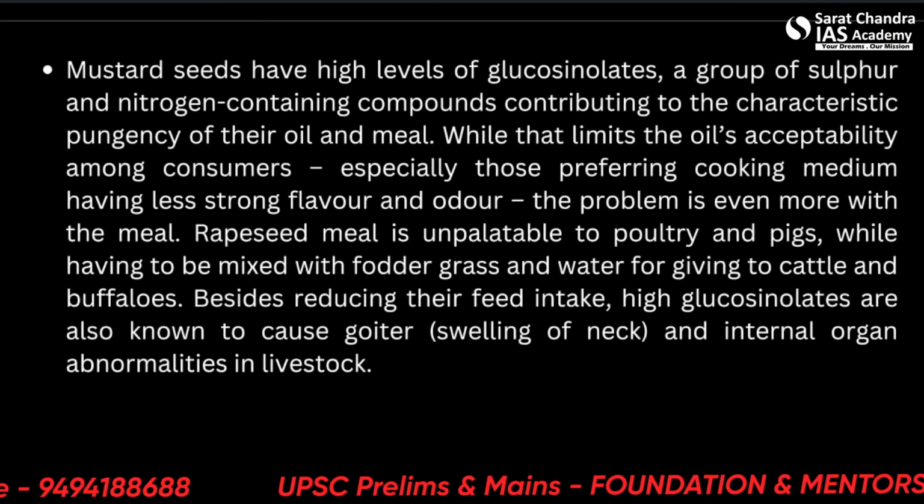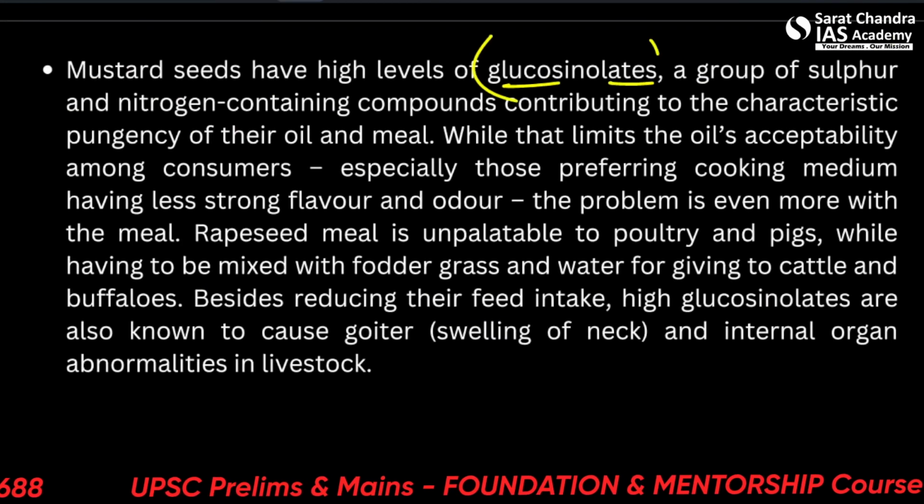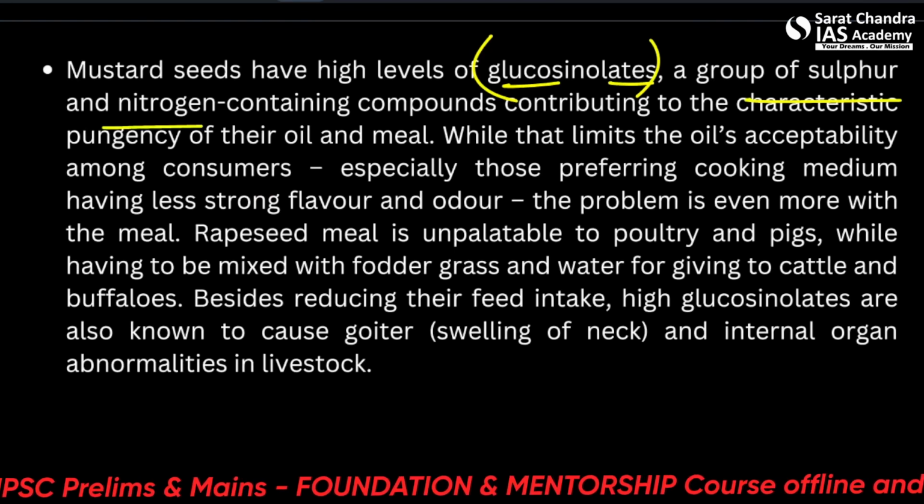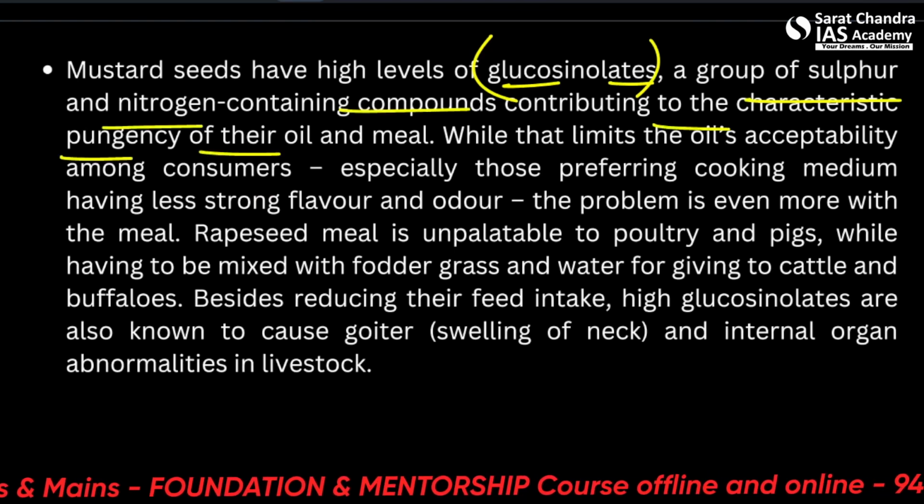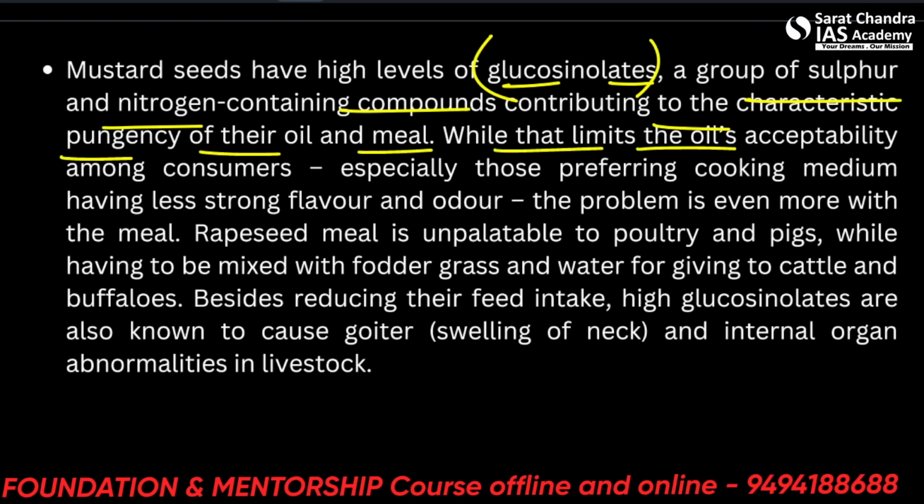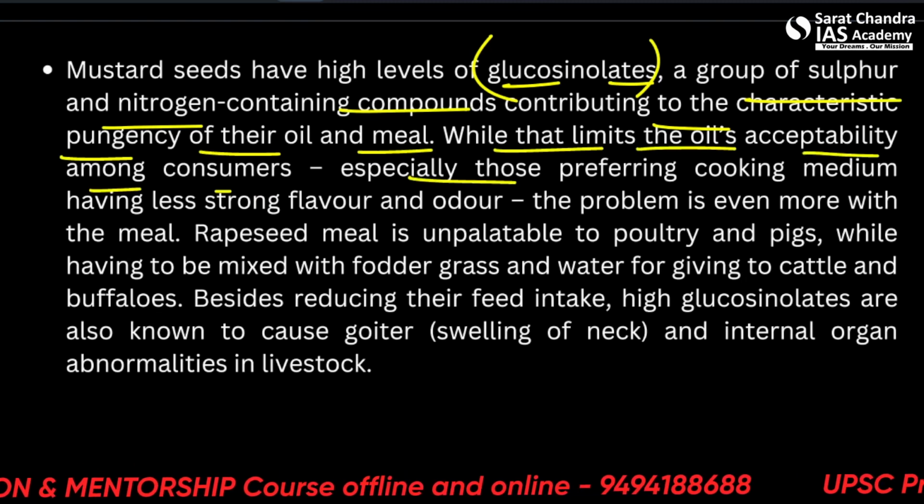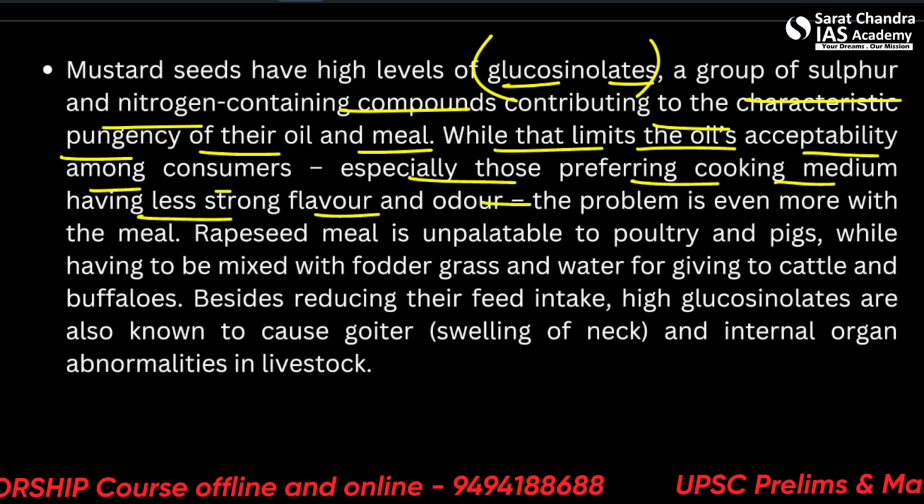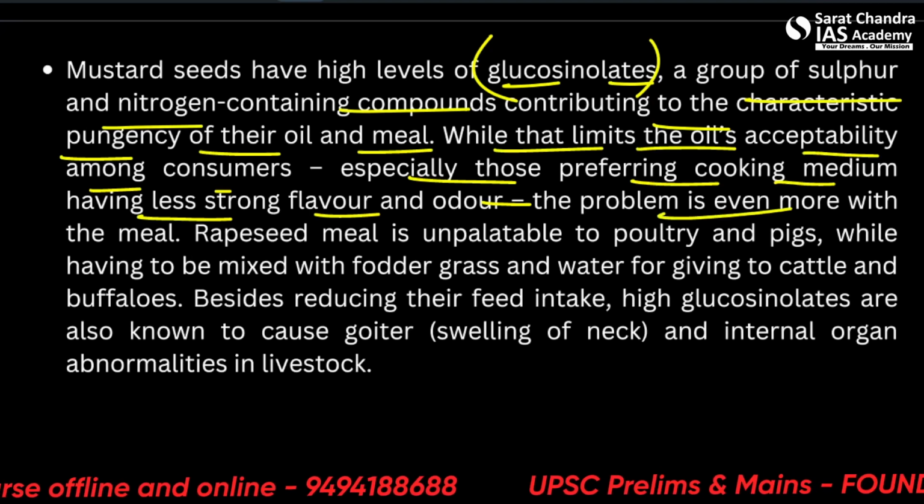Mustard seeds have a high level of glucosinolates. This is the one issue. A group of sulfur and nitrogen containing compounds contributing the characteristic pungency of their oil and meal. While that limits the oil acceptability among consumers, especially those preferring cooking medium having less strong flavor and odor, the problem is even more with the meal.